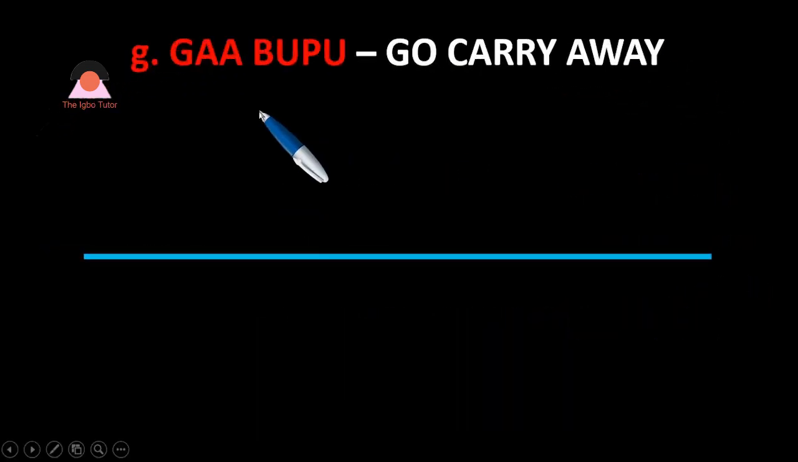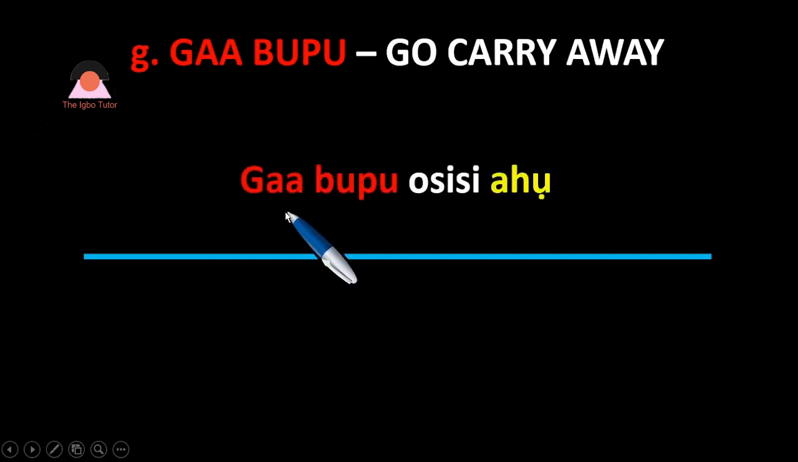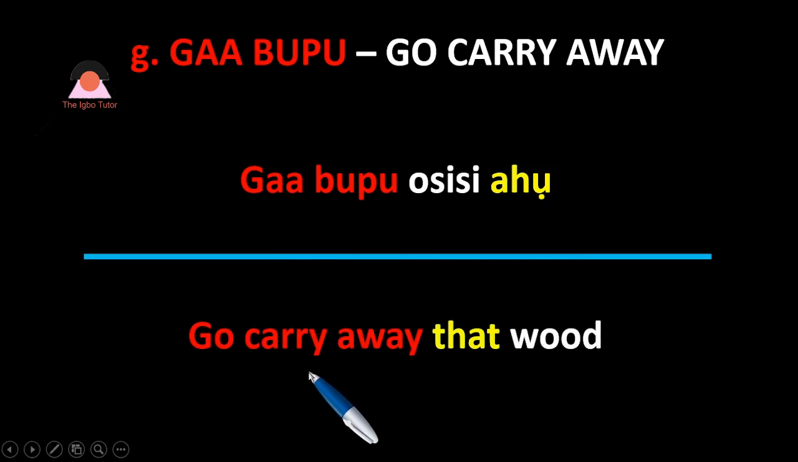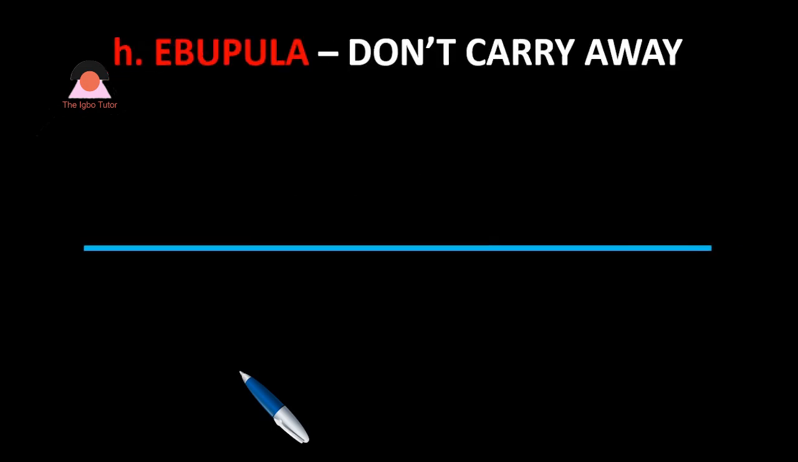Gaa bupu, an instruction now. Go carry away. Let's have our sentence. Gaa bupu osisi ahụ. What does this mean? Go carry away that wood. Of course, from the color you can see that osisi is wood. Gaa bupu osisi ahụ.